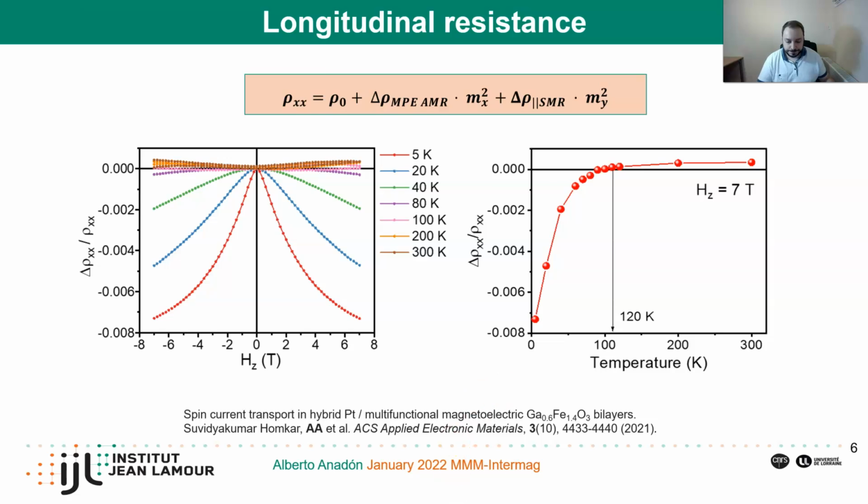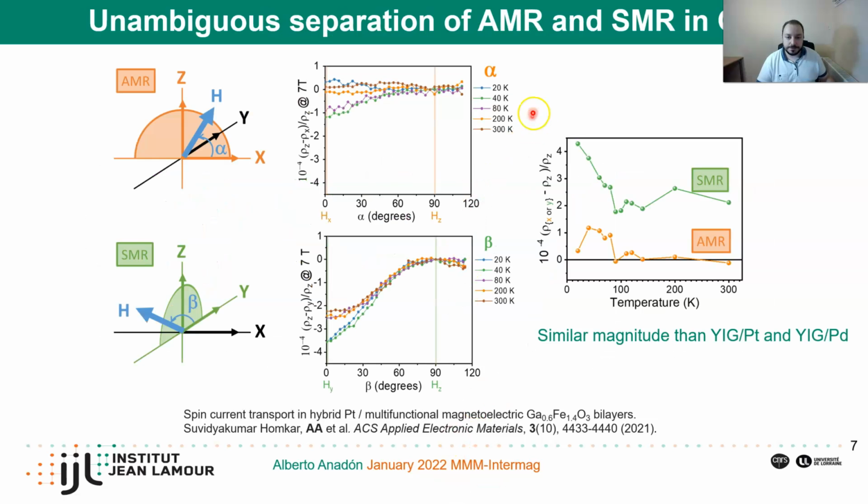As I said, we can now try to disentangle the proximity effect coming from the anisotropic magnetoresistance and the spin Hall magnetoresistance in our bilayer, and we observe that at all temperatures the spin Hall magnetoresistance is dominating, and also that the proximity effects are almost negligible at most temperatures.